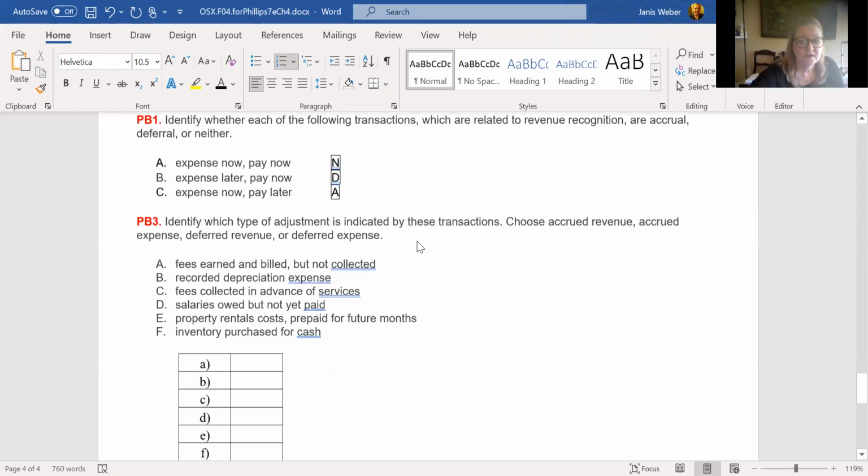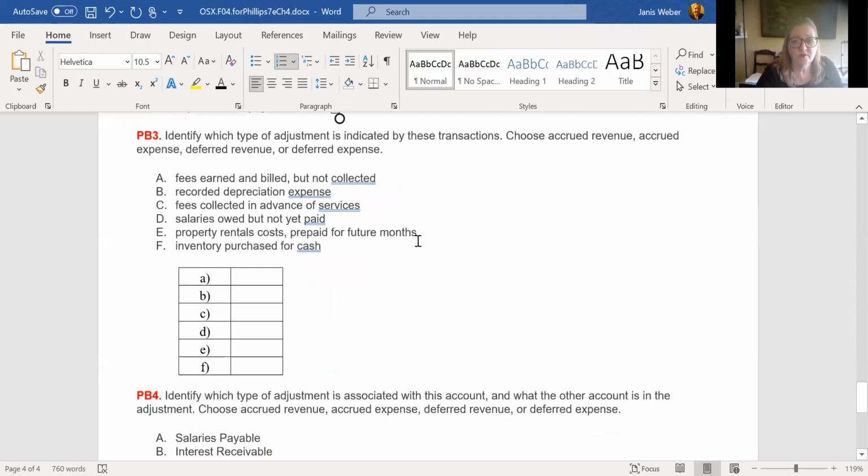Okay. Now this one, identify which type of adjustment is indicated by these transactions. Again, this is the same one we did earlier, accrued revenue, accrued expense, deferred revenue, or deferred expense. You could pause and do this one and then come back and see if it's right. Okay, fees earned and billed, but not collected. The money has not moved, but we earned the money. So it's accrued revenue.